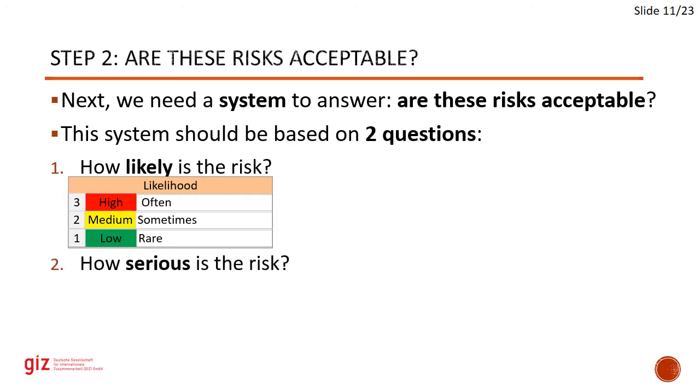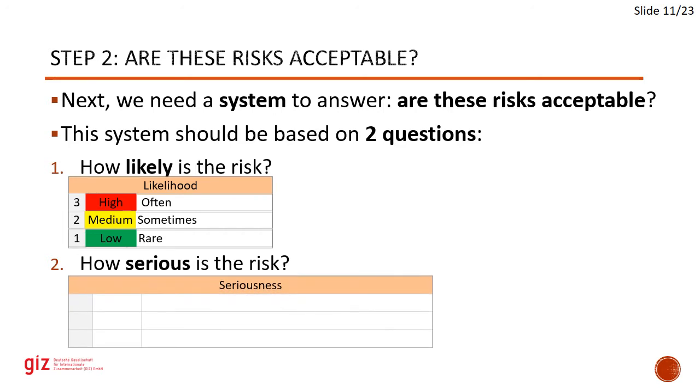The second question is, how serious is the risk? If when the risk becomes reality, there are life-threatening injuries or high levels of unhappiness for the client, we say the risk is high seriousness, and we give it a value of 3. An obvious example would be if a client dies.